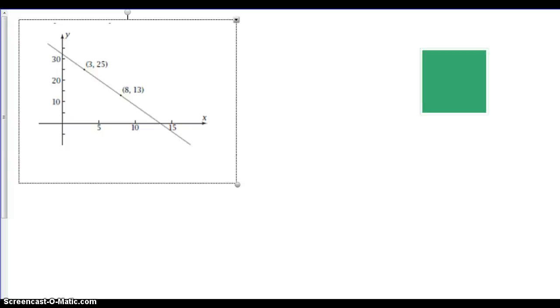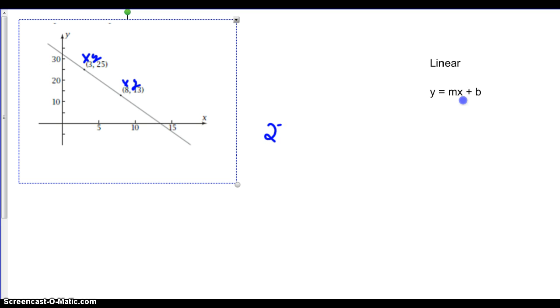The first one we can identify, because it is a straight line, that it is linear. So we would use the y equals mx plus b. Use the two data points that we have. Remember, x, y, x, y. So I will write an equation of 25 equals m times 3 plus b, and then 13 equals m times 8 plus b.